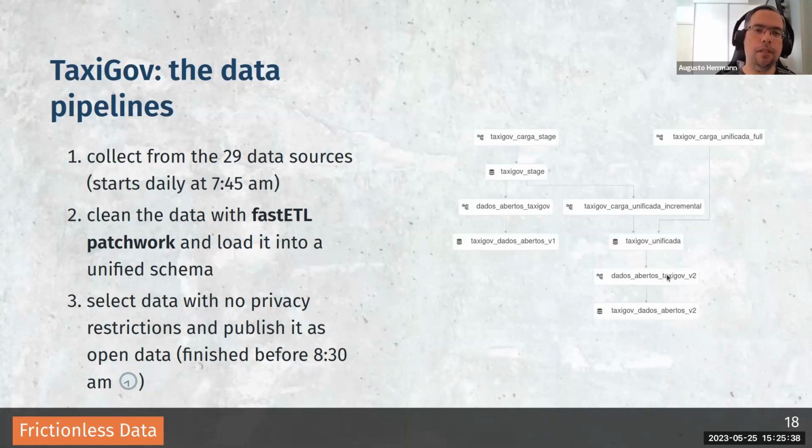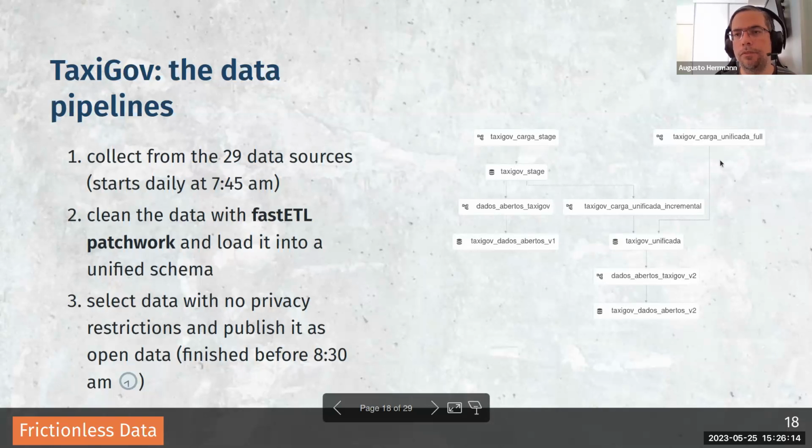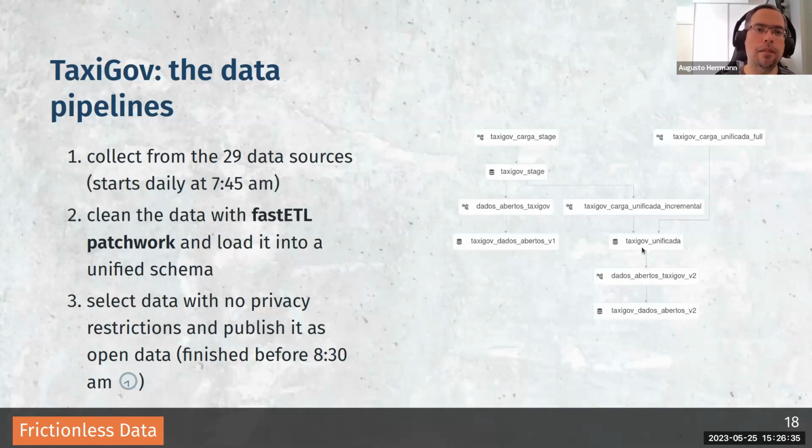We collect data from those 29 sources, then clean it with FastETL patching and load it into a unified schema. So 29 different data sources with different schemas, and at the end we have a single schema. And for open data, we must take out the parts of data that have privacy restrictions or some sensitive data. And the whole process is finished in under an hour. And this schematic is something that Airflow shows us. It's not something I have drawn here, but something that Airflow gives us with its datasets feature. Here are the databases of origin, of destination, and the processes, and you can navigate between those and the DAGs, the pipelines that do this.